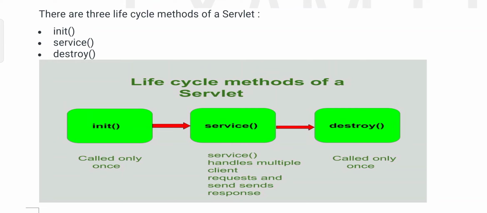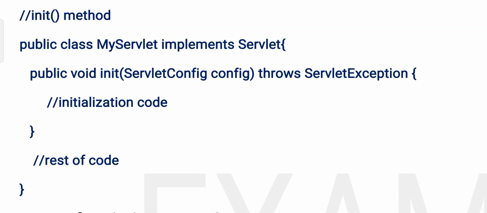So in this servlet lifecycle we have three main methods: init, service, and destroy. The Servlet.init method is called by the servlet container to indicate that this servlet instance is instantiated successfully, and this is the simple code for the init method.